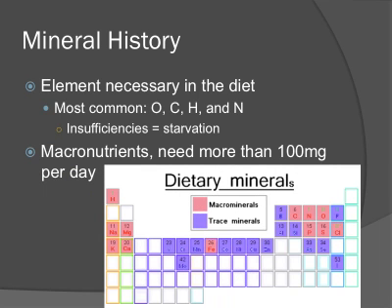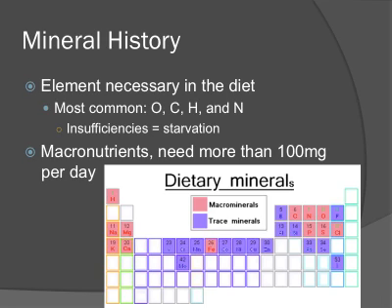All right, so now let's start talking about some minerals. Minerals are elements that are really necessary in the diet, and the most common that are present in our bodies are oxygen, carbon, hydrogen, and nitrogen. So if you have an insufficient amount of these, basically you're going to be entering the stage of starvation. So these are the majority of the minerals that you need.